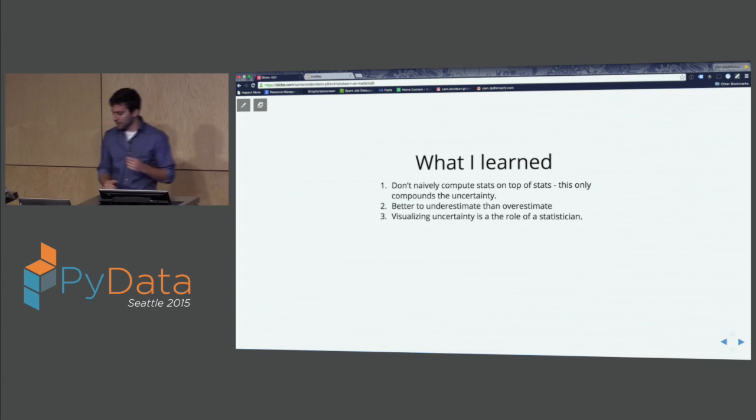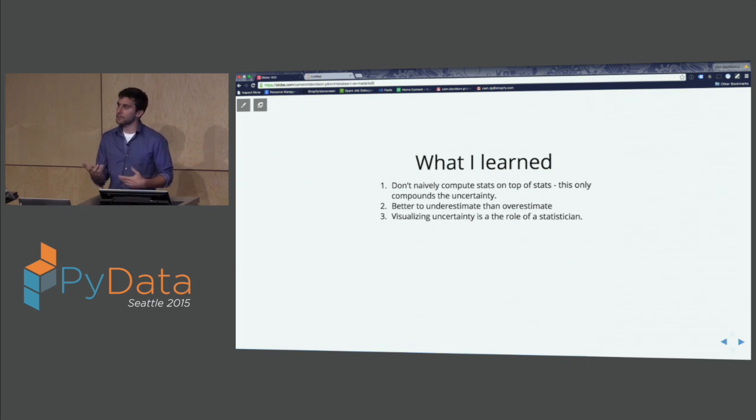So what did I learn? I learned don't naively compute stats on top of stats. That just compounds uncertainty in nonlinear ways. You can't really measure that very reliably. It's better to underestimate than overestimate. That's the 30th versus 50th percentile example. So it's better to err on the side of conservative. And this is just more general.